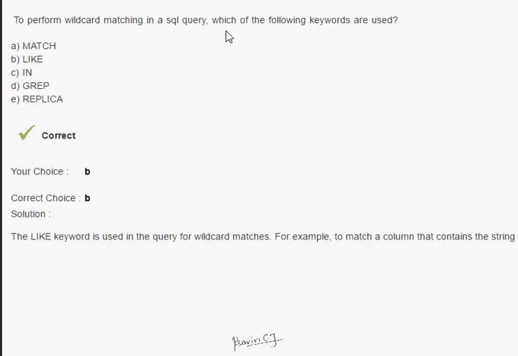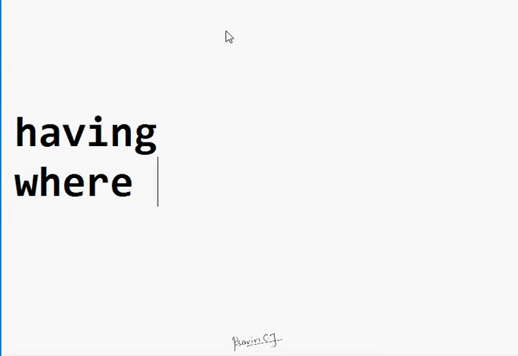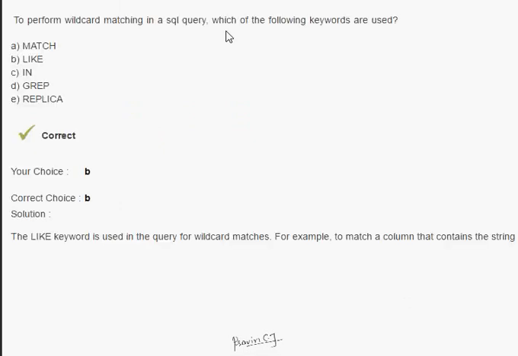The next is the LIKE keyword, which is used in a query for wildcard matching. LIKE means we can match a column that contains a string. If there is a starting character, we can add a percent sign, and it will understand what kind of starting will be there. So for pattern matching, or matching a string, the LIKE keyword is there. How it works, find out.